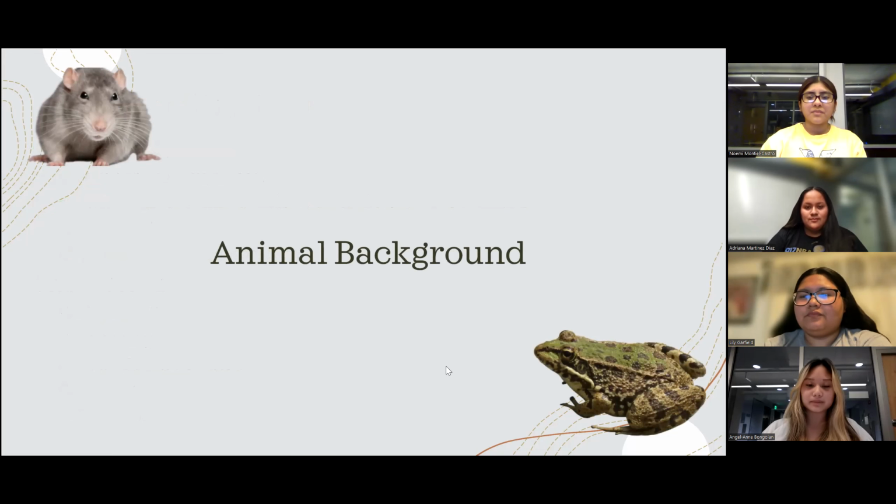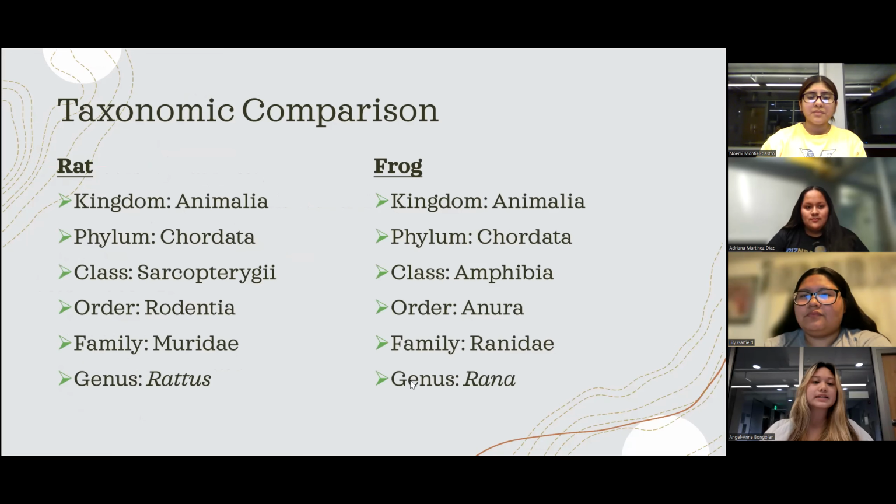This is the animal background. The taxonomic comparison between a rat and a frog. For example, for rat, it's kingdom Animalia, phylum Chordata, class Sarcopterygidae, order Radatia, family Muridae, genus Rattus. Alongside with frog, kingdom Animalia, phylum Chordata, class Amphibia, order Anura, family Ranidae, genus Rana. So in this case, the kingdom as well as the phylum are the same. The only differences are the class, order, family, and genus.